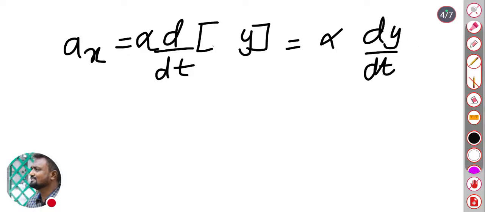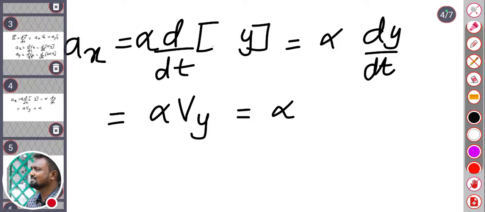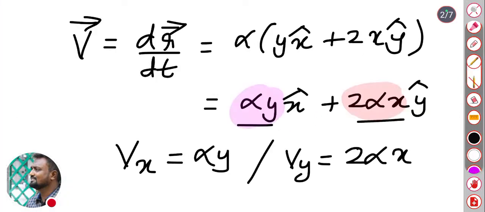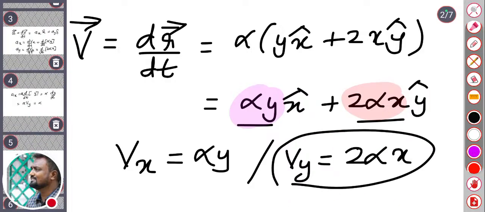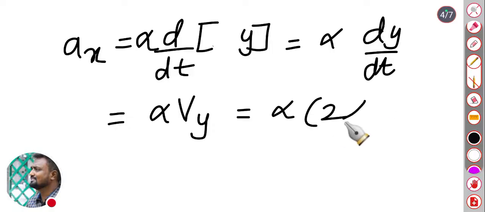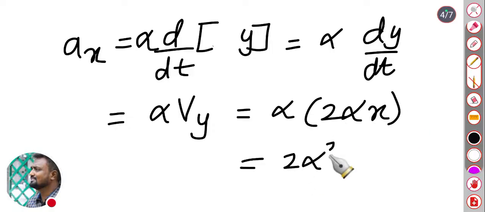What is dy by dt? Dy by dt is vy, the velocity in the y direction. So we have compared and written, what is Vy? It is 2 alpha x. So it becomes 2 alpha square x. Okay, fine. We have got the x component of acceleration.